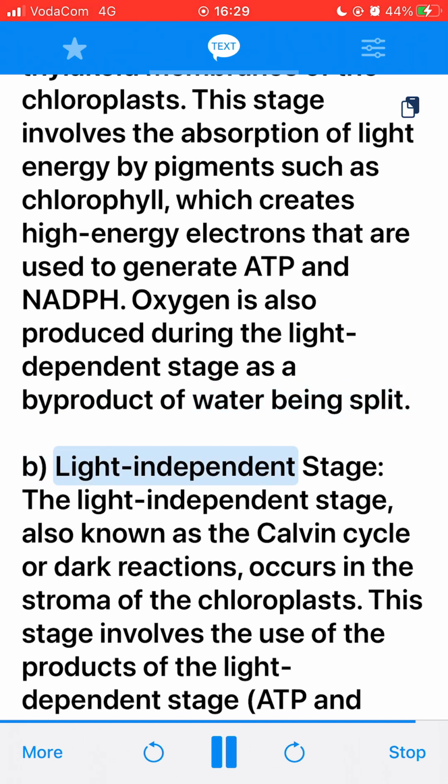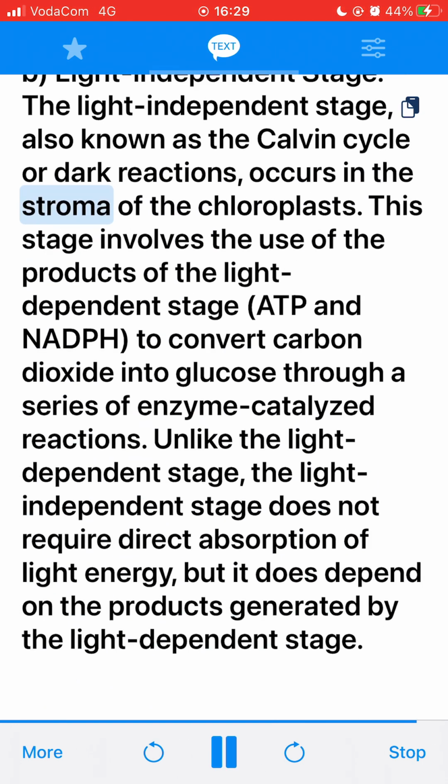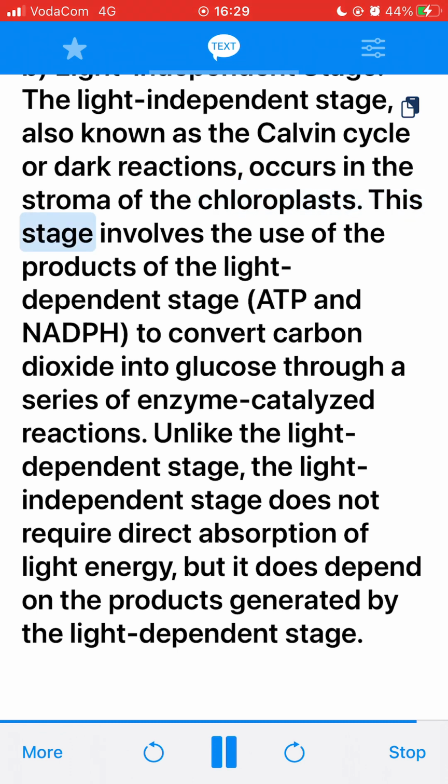B. Light-independent stage. The light-independent stage, also known as the Calvin cycle or dark reactions, occurs in the stroma of the chloroplasts. This stage involves the use of the products of the light-dependent stage, ATP and NADPH, to convert carbon dioxide into glucose through a series of enzyme-catalyzed reactions.